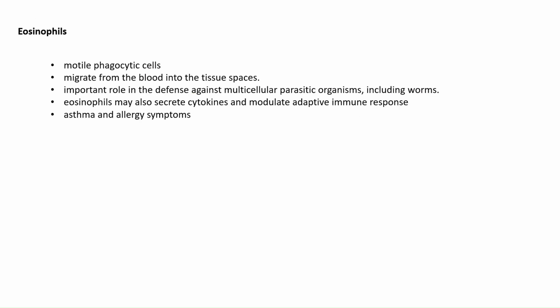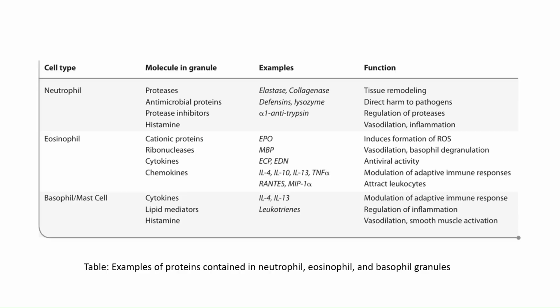The next are the eosinophils. These are also motile phagocytic cells. They migrate from blood into the tissue spaces. Eosinophils play an important role in defense against multicellular parasitic organisms, including worms. They also secrete cytokines and modulate the adaptive immune response, and these are mainly responsible for asthma and allergy symptoms.